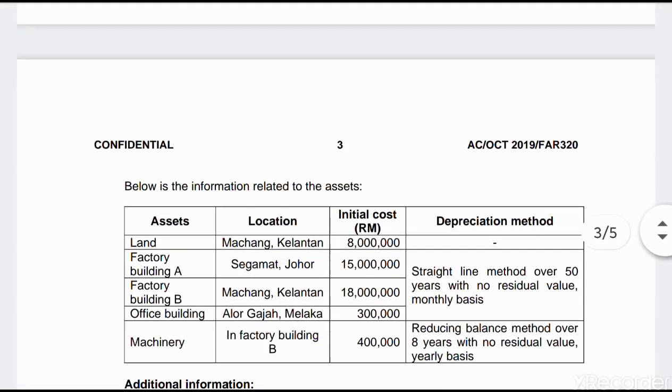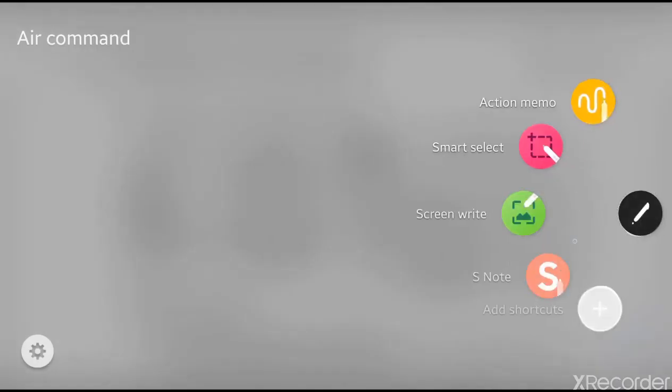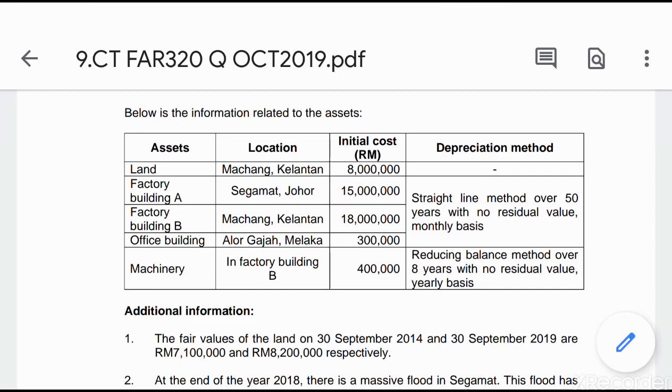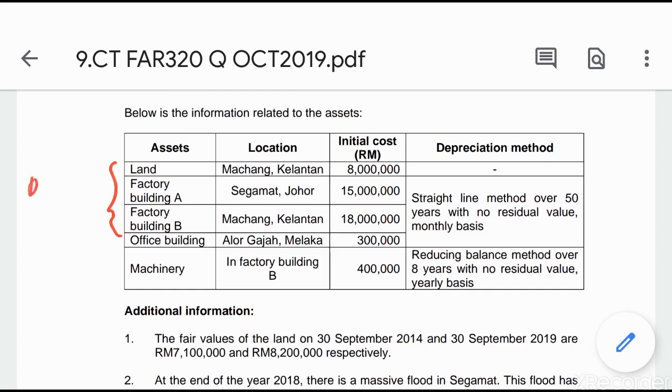Okay, we go to the next page. We have more details here. The land is located in Kelantan, and there are locations for the other respective assets. Land is not depreciated. You need to take note of that, and also be reminded that the date of acquisition here is 1st of October 2009, whereas for the machinery, the date of acquisition is on 1st of April 2013.